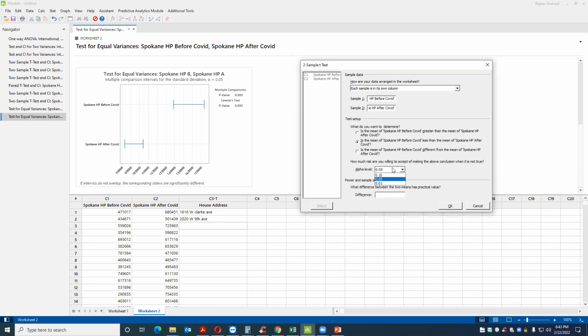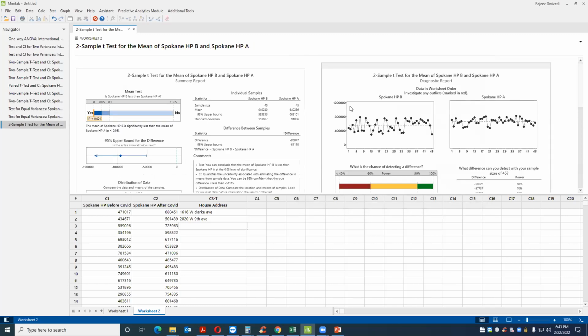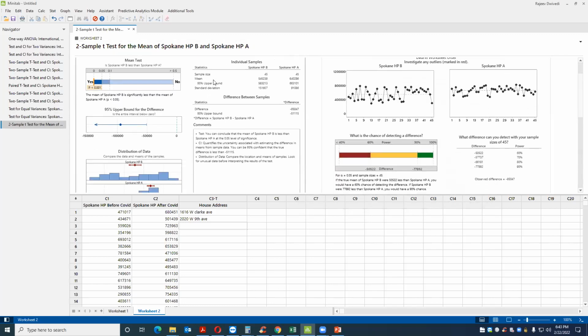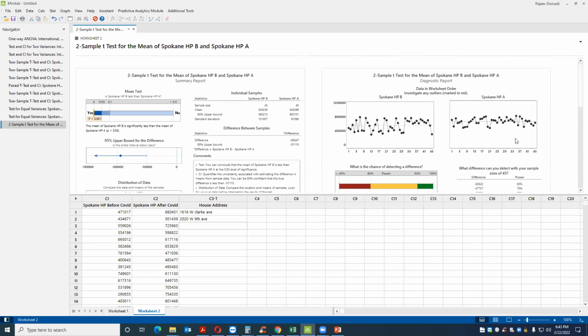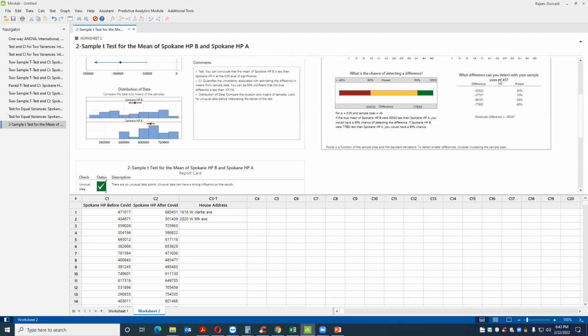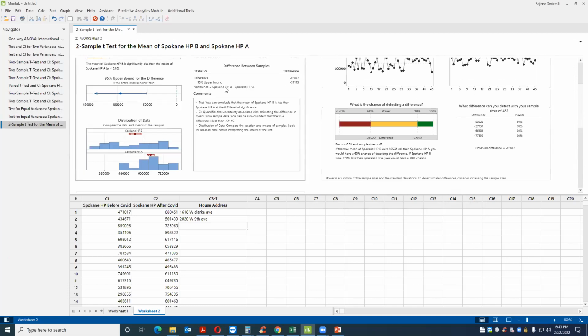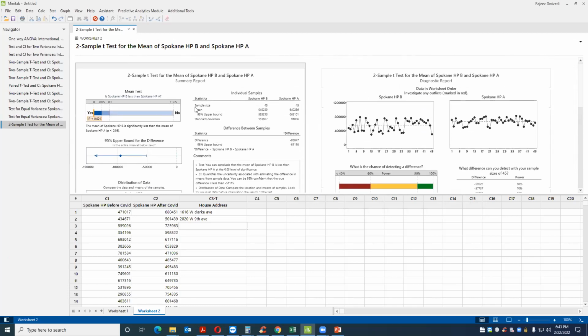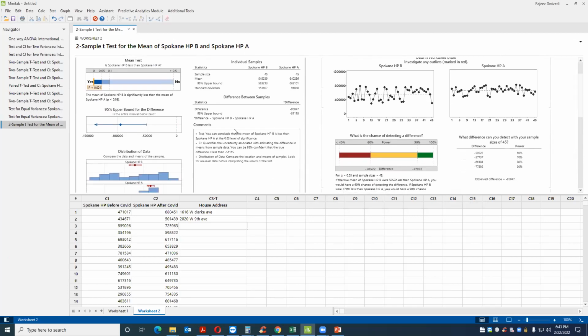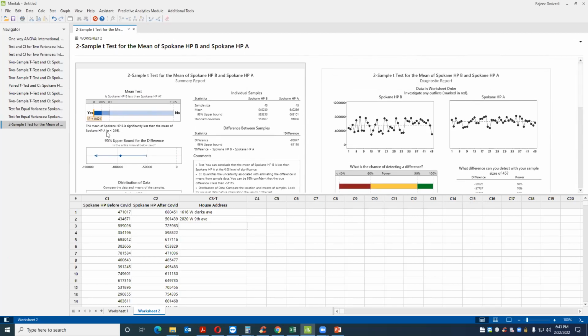For alpha, you can select here. It gives you 3 options of alpha: 1%, 5%, and 10%. You don't have different options. Like if somebody asks about 2%, 3%, 7%, you only have 3 options. Now here we have all the results. This is where I can see the p-value, sample size, mean, difference.